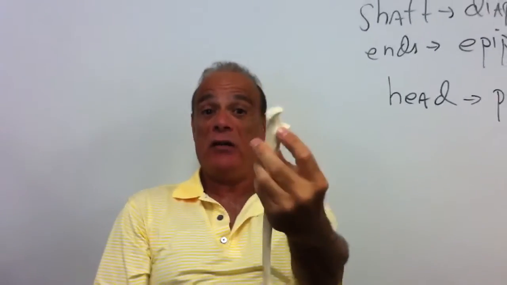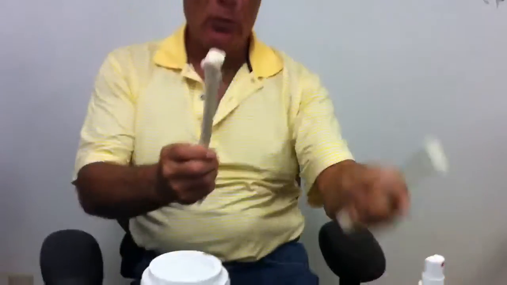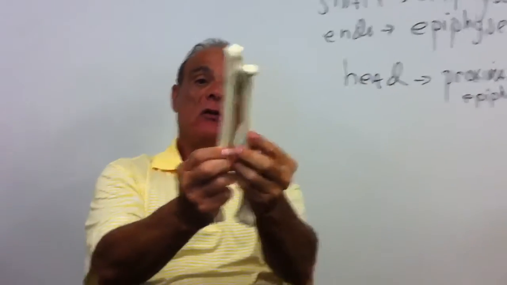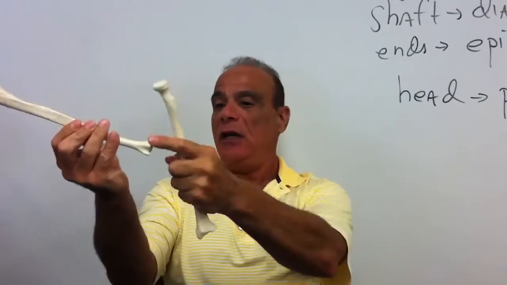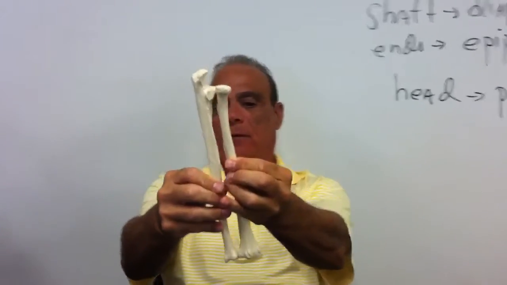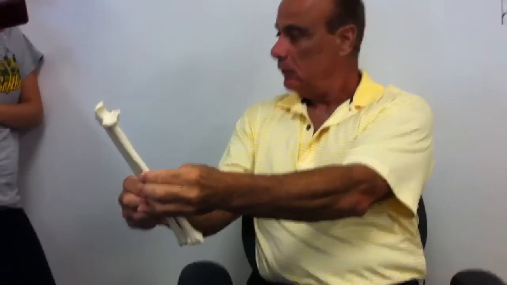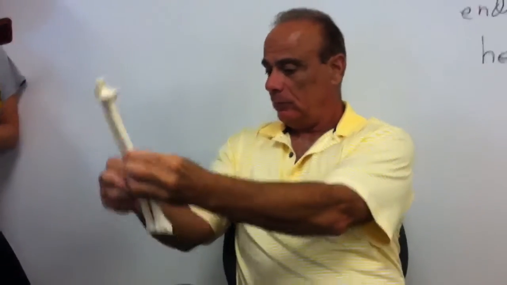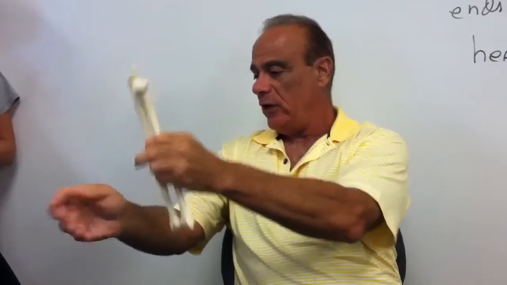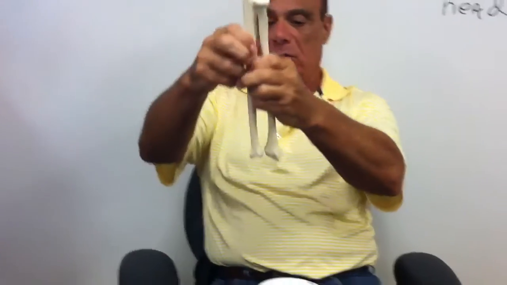So once again, the radial notch is not on the radius, it's on the ulna. So when you put the two bones together, the head of the radius goes in the radial notch, and the head of the ulna goes in the ulnar notch, so they articulate like that. And then the radius allows for wrist movement. Well, yeah, it articulates with the wrist bones for extension, hyperextension, abduction, and adduction.